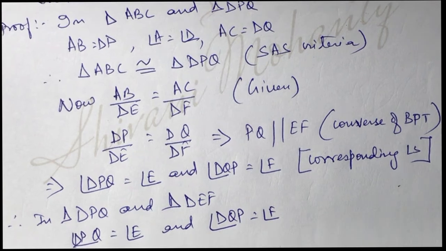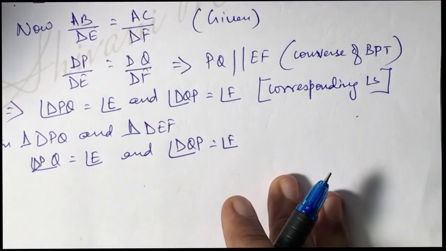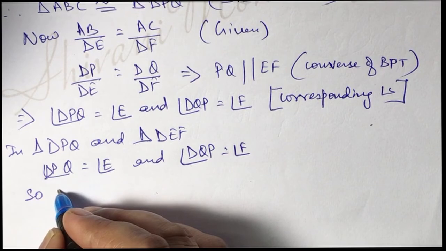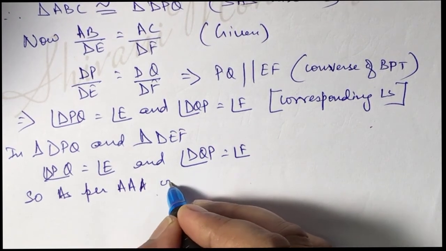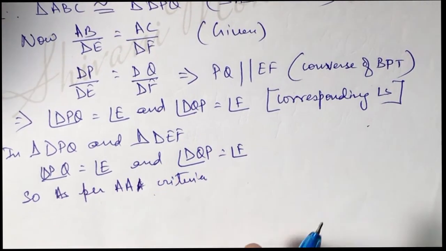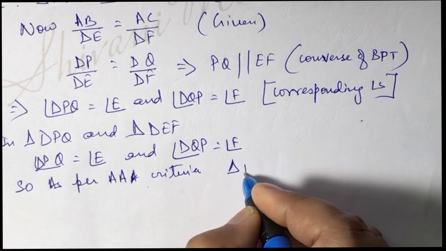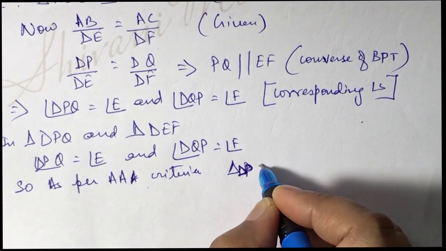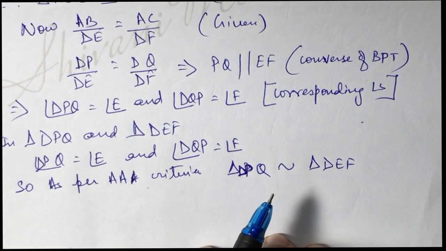If this is the case, then according to AAA criteria, or AA criteria, I can say that these two triangles are similar. Which two triangles? Triangle DPQ. See why I am writing the P first. Triangle DPQ is similar to triangle DEF. So these two triangles are similar.